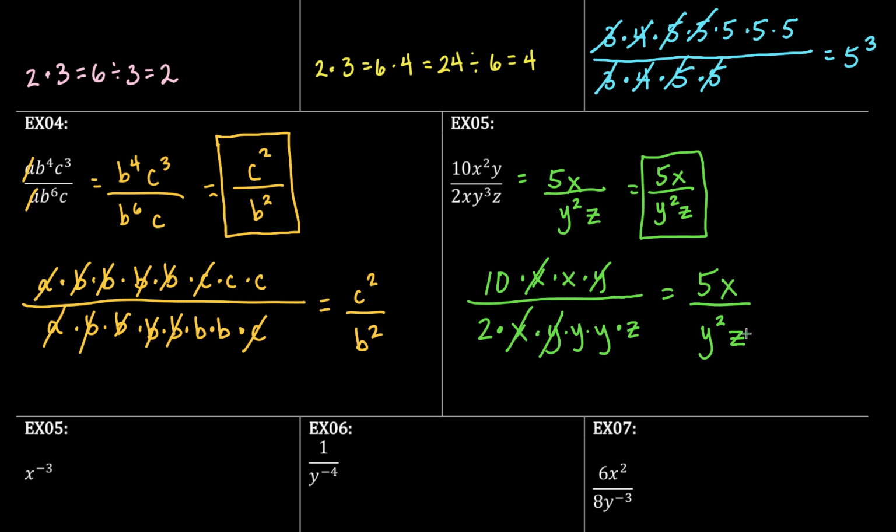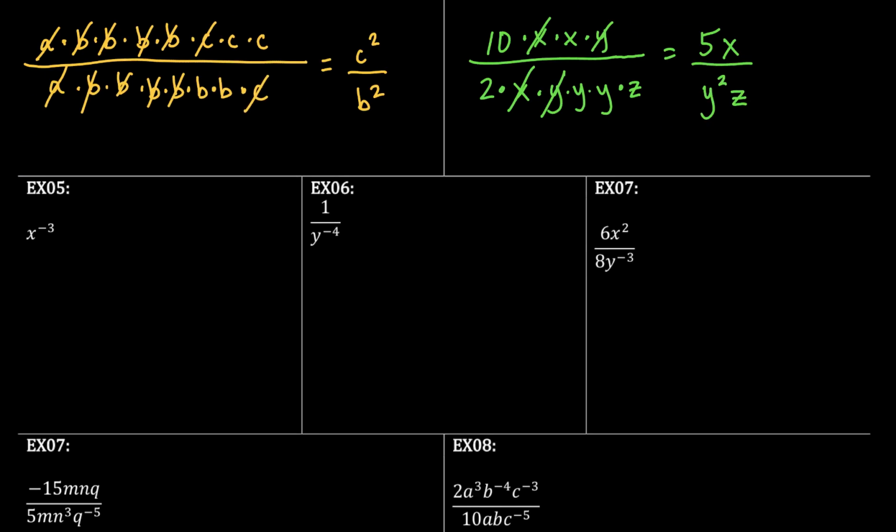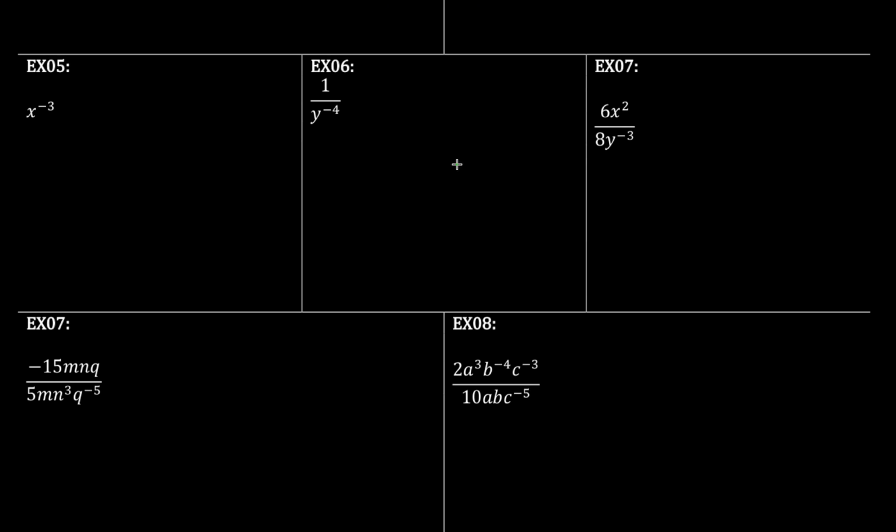But that's the same thing that I got here, right? So you don't need to do this craziness if you can just see how many are on top, how many on the bottom, and divide. So let's see what happens when you have a negative, like x to the negative third. What might be helpful is putting this 1 here. So 1 times x. Normally you'd do 1 times x times x times x, but that's a negative 3. So it's actually 1 divided by x to the third.